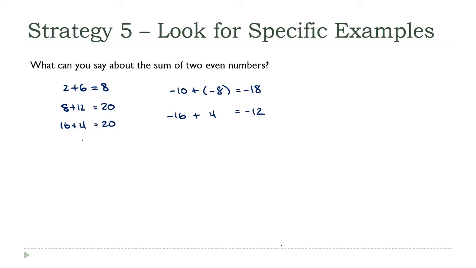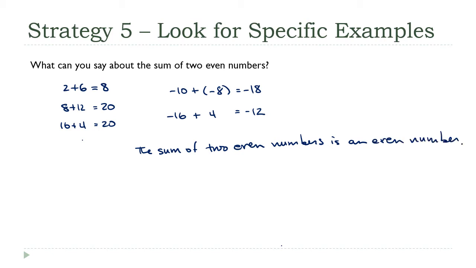This is leading me to believe that the sum of 2 even numbers is an even number. Okay, so this is what I mean by look at examples, right? Check out some numbers, right? See if you can spot a pattern.